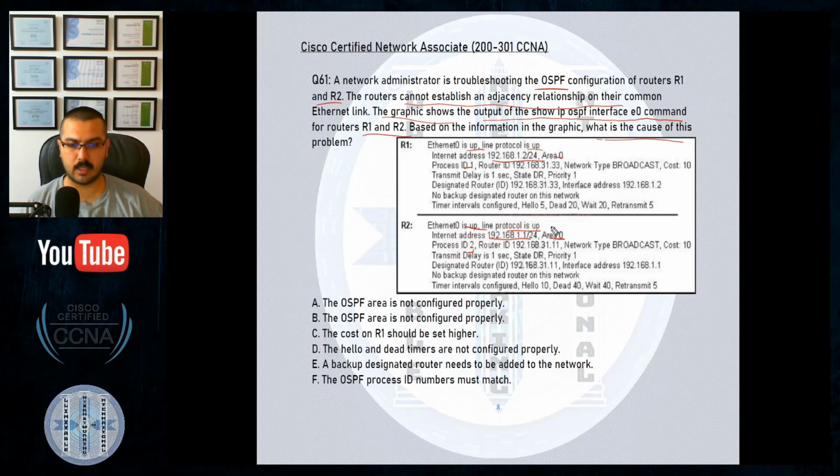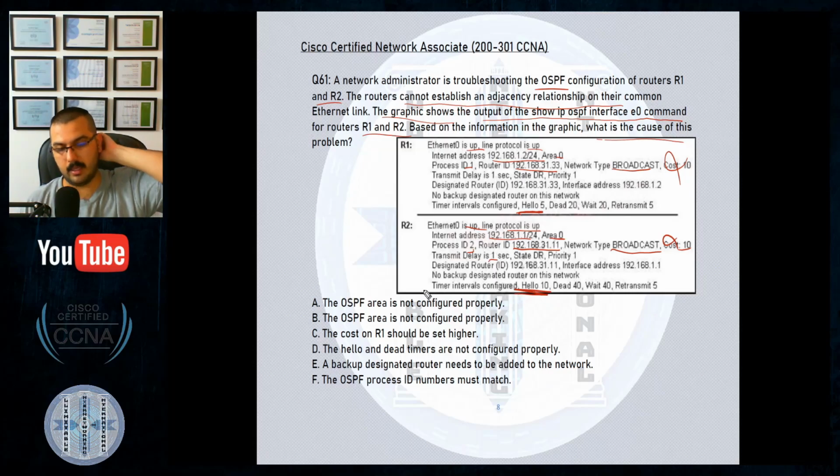It can be mismatched as long as the areas are matching. We are good. Router ID should be mismatched. This one is different. We are good. Same type of network. Broadcast both of them. Same type of cost. Cost does not affect that. Okay, that is good. Delay the same. Designated router will not affect that. And the hello timer is 5. This has been changed, and here it's 10, which is the default.